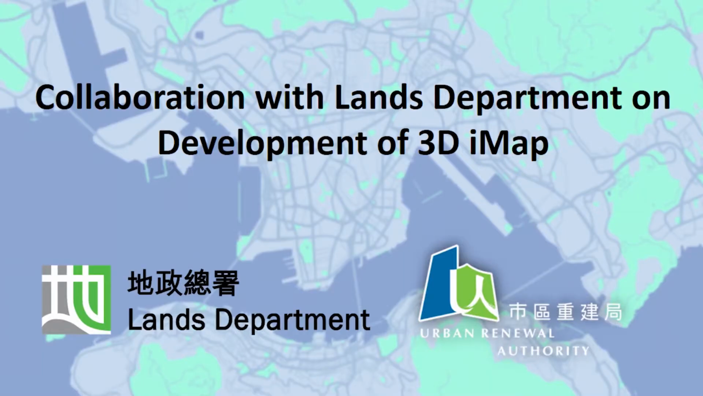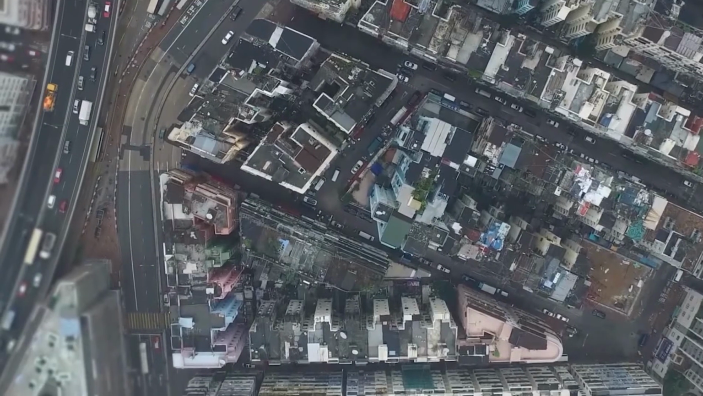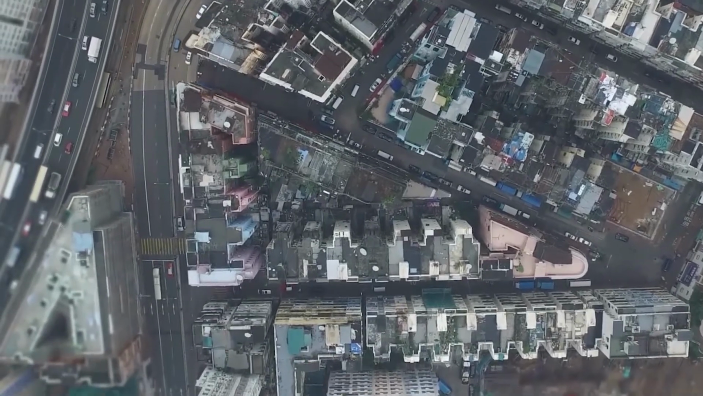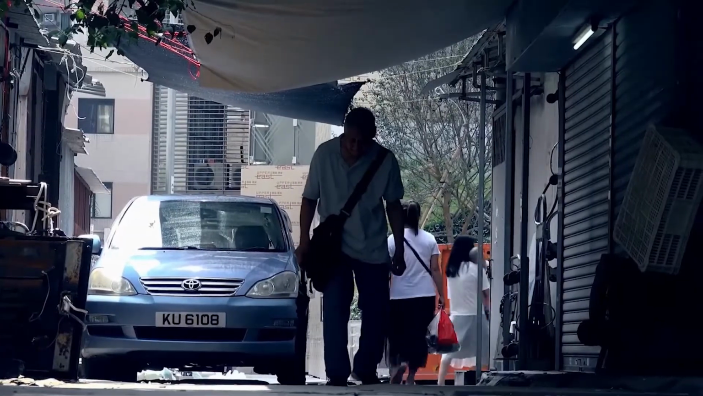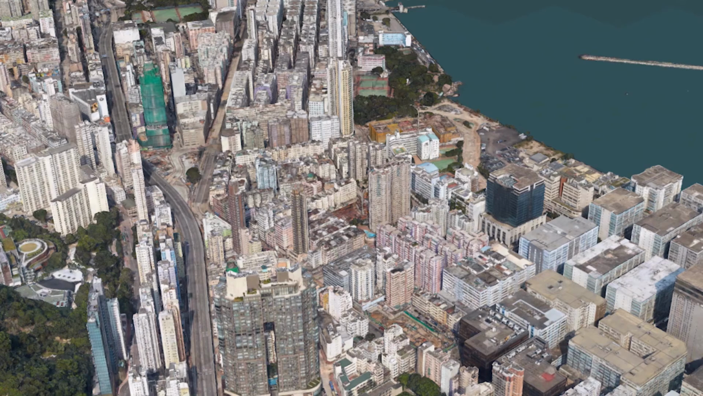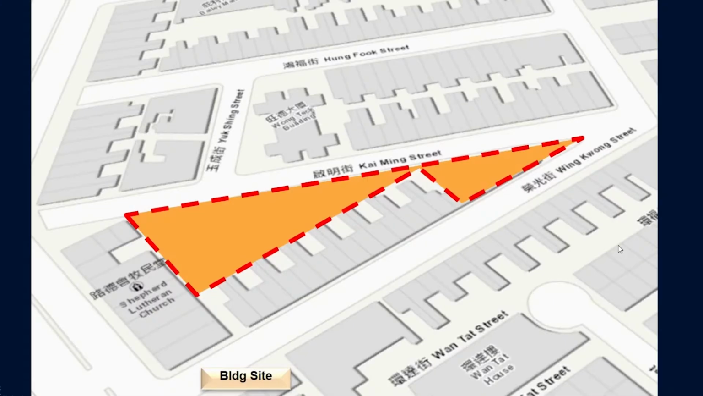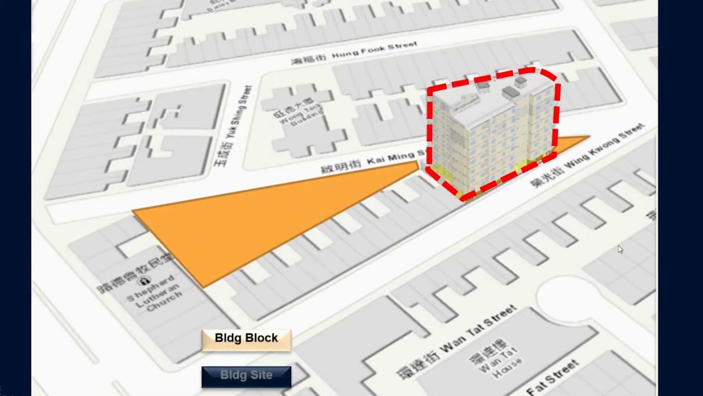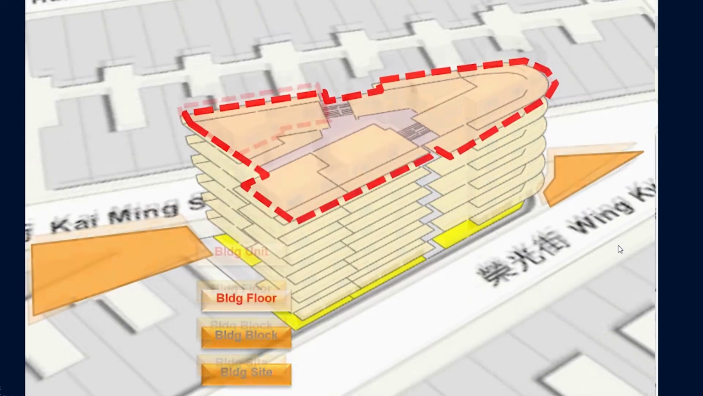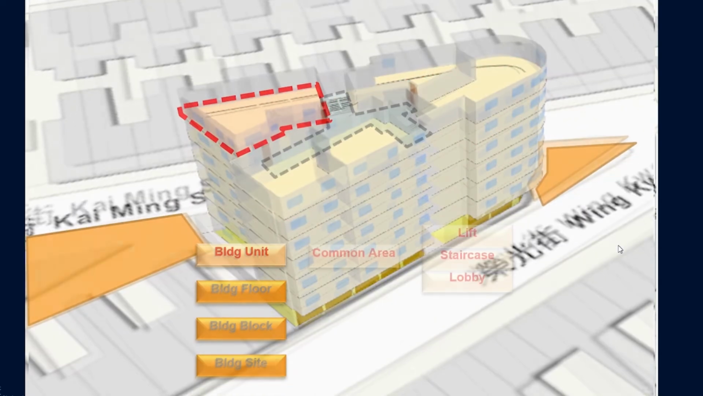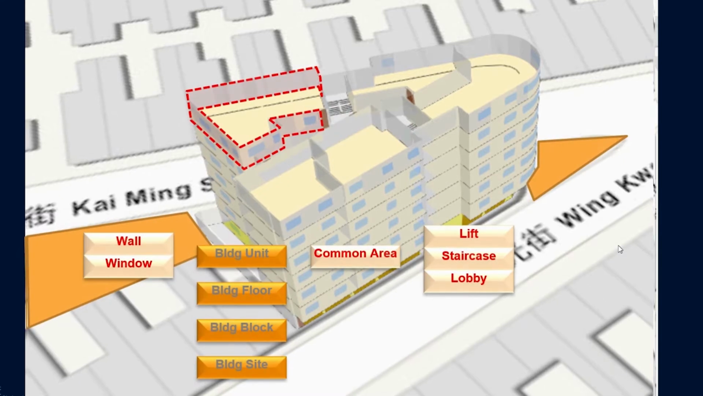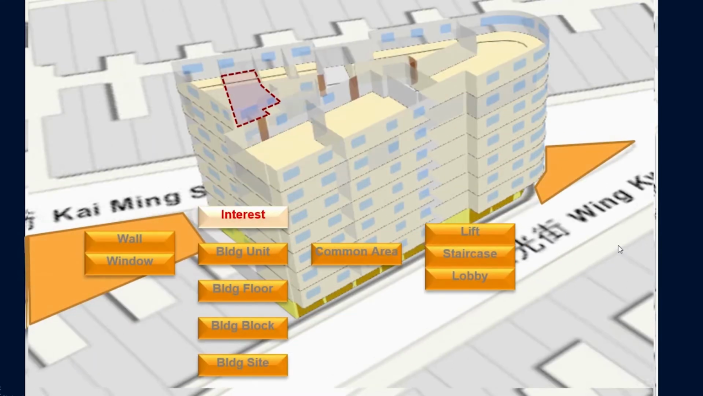Together with the Lands Department of the Hong Kong Government, Hong Kong URA commenced a pilot 3D intelligent map project in To Kwa Wan, which is an old district categorized by urban decay in Hong Kong. As you can see in the map, the buildings have been digitalized into 3D format based on drawings in the general building plans. Starting from the building site, the 3D building block comprises building floor, unit, common area, wall and windows, finally rooms and household layer.